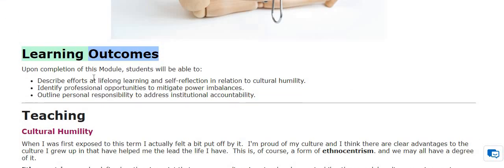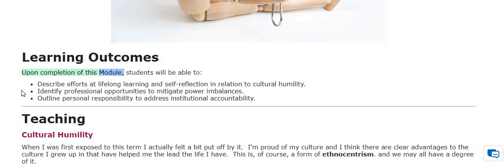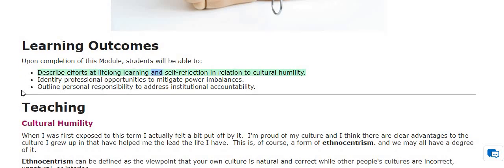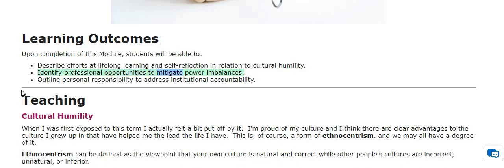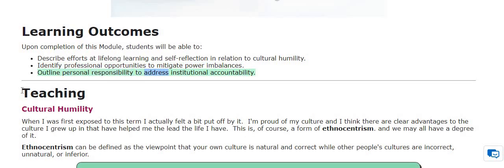Cultural humility. Learning outcomes. Upon completion of this module, students will be able to describe efforts at lifelong learning and self-reflection in relation to cultural humility. Identify professional opportunities to mitigate power imbalances. Outline personal responsibility to address institutional accountability.